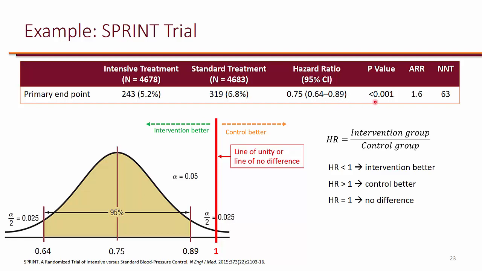And because it is statistically significant, now it's okay to calculate absolute risk reduction and number needed to treat. So 6.8 minus 5.2 will give you 1.6, and 100 divided by 1.6 gives you 63. So you would have to treat 63 patients with the intensive treatment in order to avoid one of these primary endpoints. So, don't worry about the SPRINT trial, but be able to interpret these numbers.